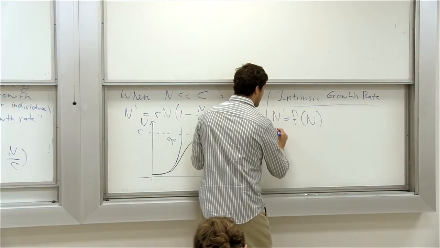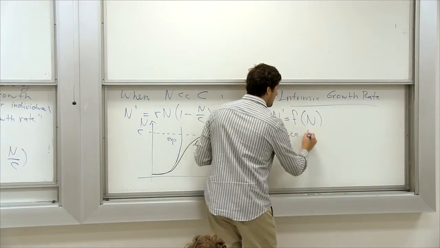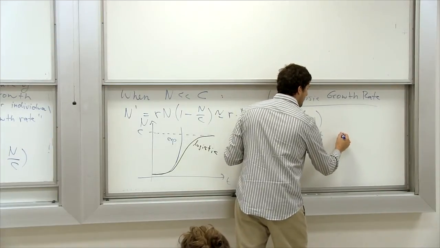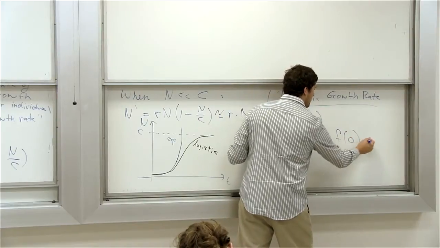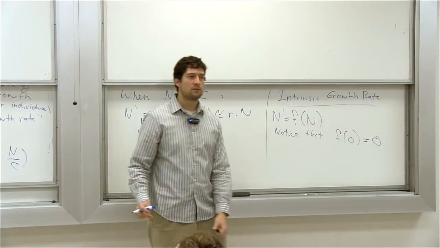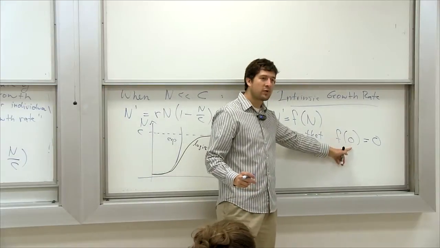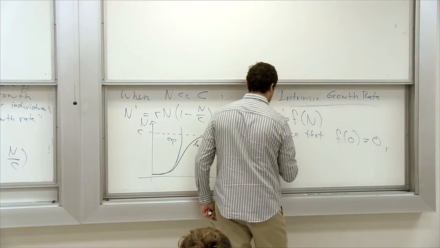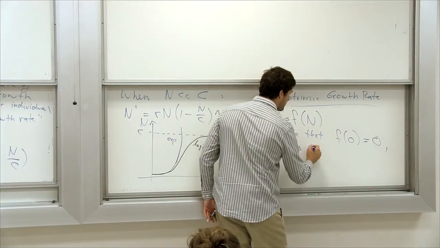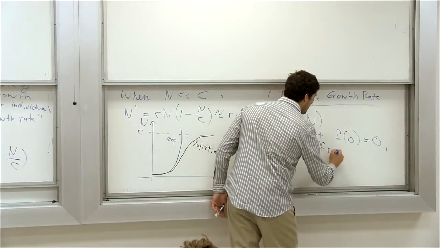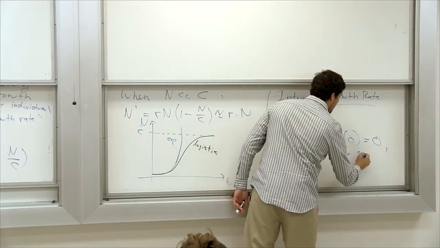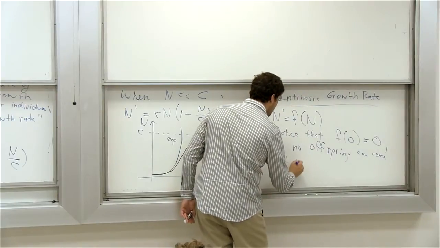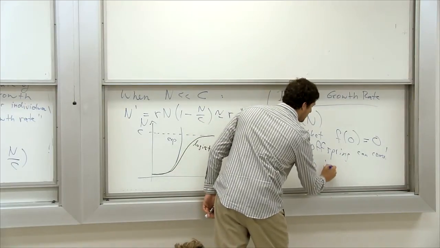So notice that f of 0 is equal to 0. If there's no giraffes to begin with, the rate of growth is 0. That is, no offspring can come out of no individuals.